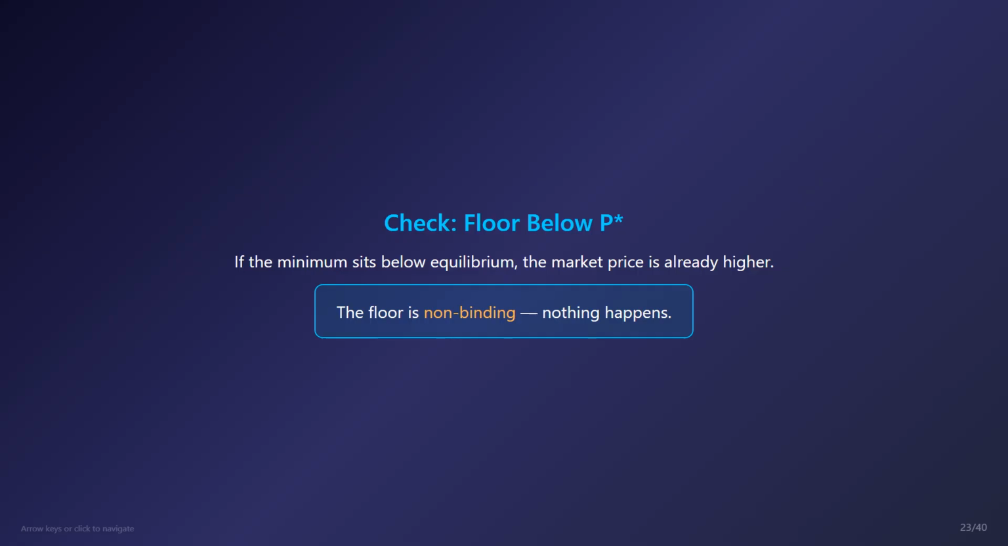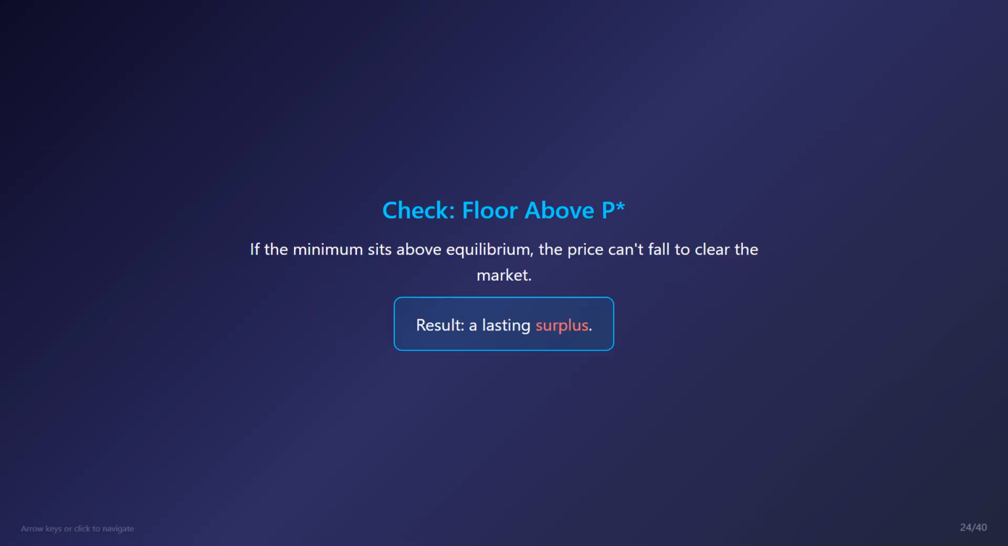If the floor is set below equilibrium, the market price is already higher than the minimum. The floor is non-binding, and nothing changes. But if the floor is set above equilibrium, the price isn't allowed to fall to the market clearing level. The result is a lasting surplus, exactly the situation we've analyzed.